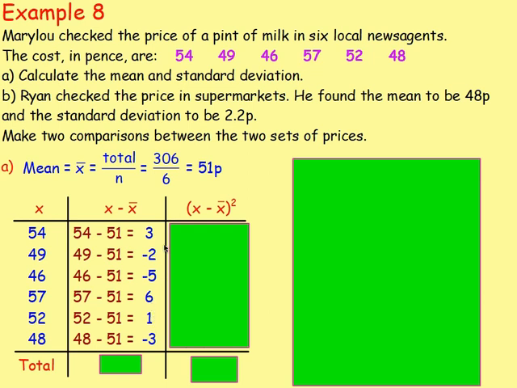10. Good. If you then take away 2, 8. And then take away 5, 3. And then take away 3, 0. Well done. So you would end up with a total of 0.